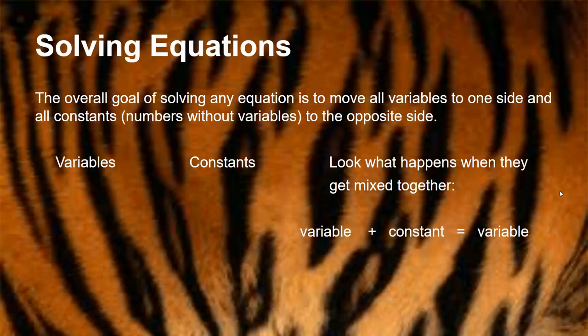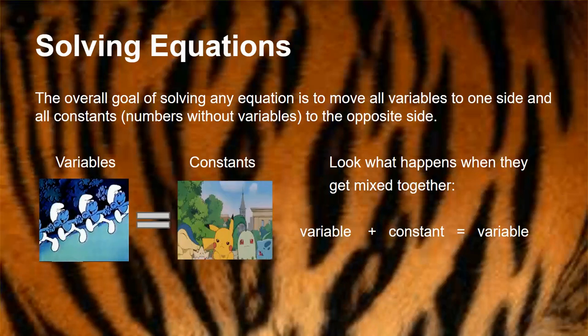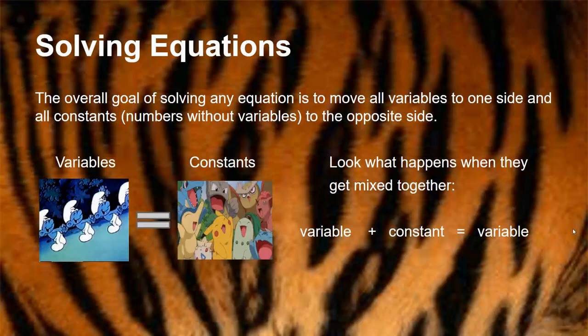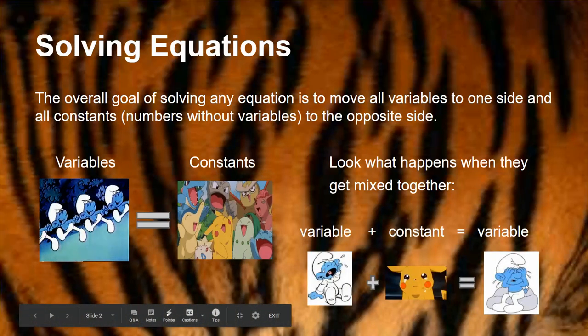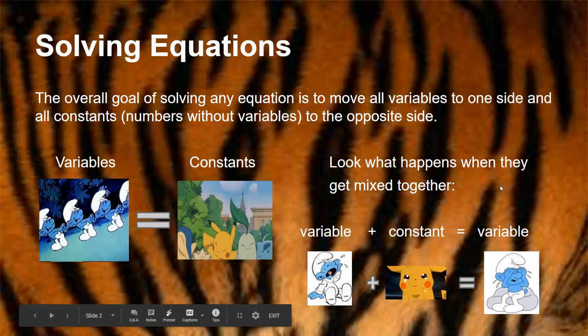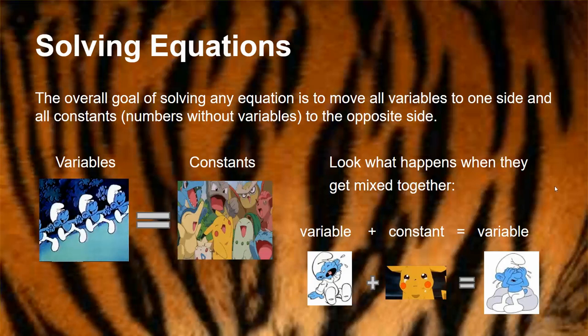So the overall goal of any equation is to get your variable on one side and get all of the other numbers on the other side so that you can simplify and find how much that one variable is equal to. When variables and constants are split like that, they're happy. Whenever you have variables and constants on the same side, they're sad, and this variable's sad too. So let's try to make them all happy and get all the variables on one side and the constants on another. So let's look at some equations.